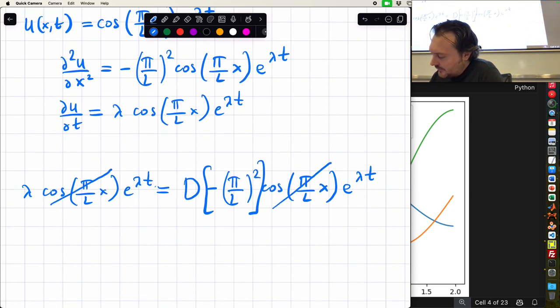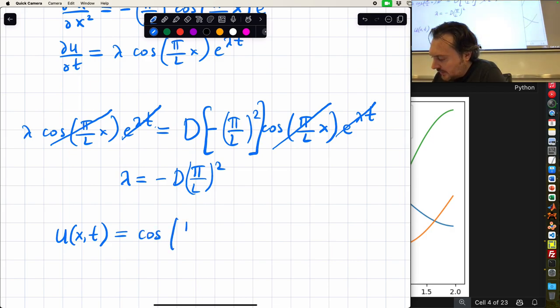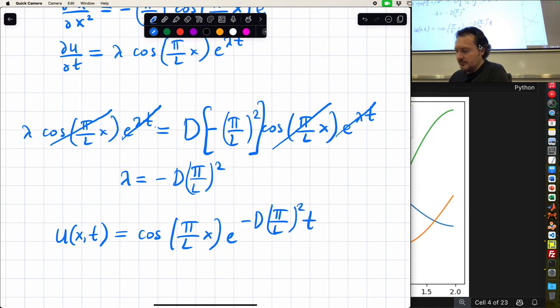So this goes away, this goes away, this goes away, this goes away. Lambda is minus d times pi over l squared. This tells me that I actually have an analytical solution to that equation. And that analytical solution is this one: cosine pi over l x e to the minus d pi over l squared t. Do you see? Now, this analytical solution will be helpful to us to see whether we are doing the right thing or not.